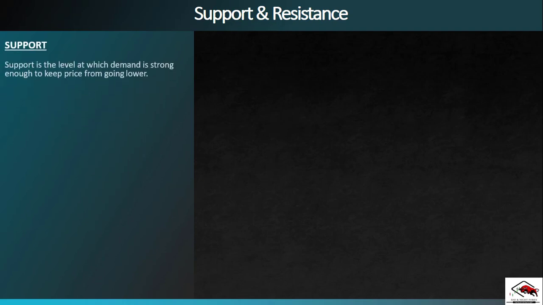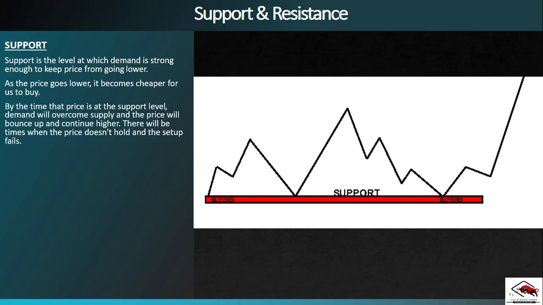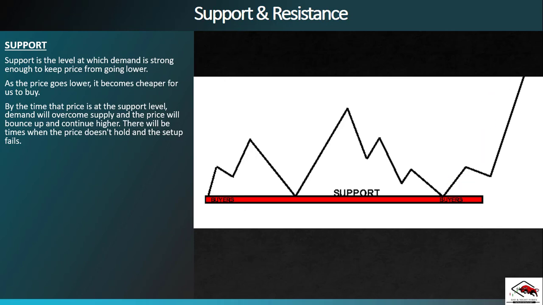Now, looking more in depth on support, basically support is the level at which demand is strong enough to keep the price from growing lower. As the price goes lower, it becomes cheaper for us to buy it. By the time that the price is at the support level, demand will overcome the supply, and when this happens, the price will bounce up and continue to go up. So it will continue to go higher. As you can see, the illustration that is being displayed on your screen, this is basically what we call support. So as you can see, we have 3 touches there on the support line, and on the 3rd touch, you can see a nice move, a nice bounce off the support level that basically changed the downtrend into an uptrend.